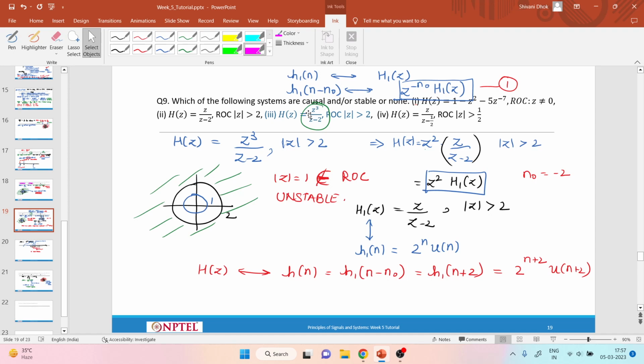But otherwise, for causality and stability, we need not look at zeros, only poles. For stability also, only poles. For stability we just need to see if the unit circle is included. Okay, yes.